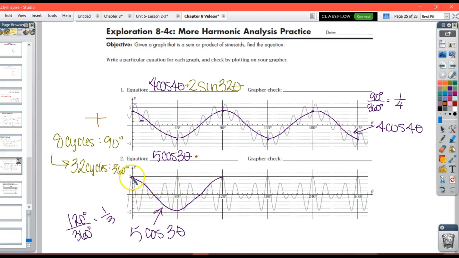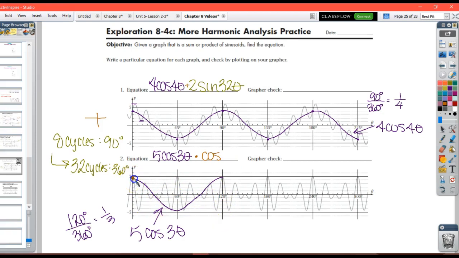I can see that this equation is also going to be a cosine since it's starting at a maximum point. I don't need to worry about a number in front of this cosine because the amplitude is the other cosine function. The harder part here is finding how many cycles there are between 0 and 360, especially because we don't even have this graphed all the way to 360. So I'm going to count my cycles between 0 and 120.